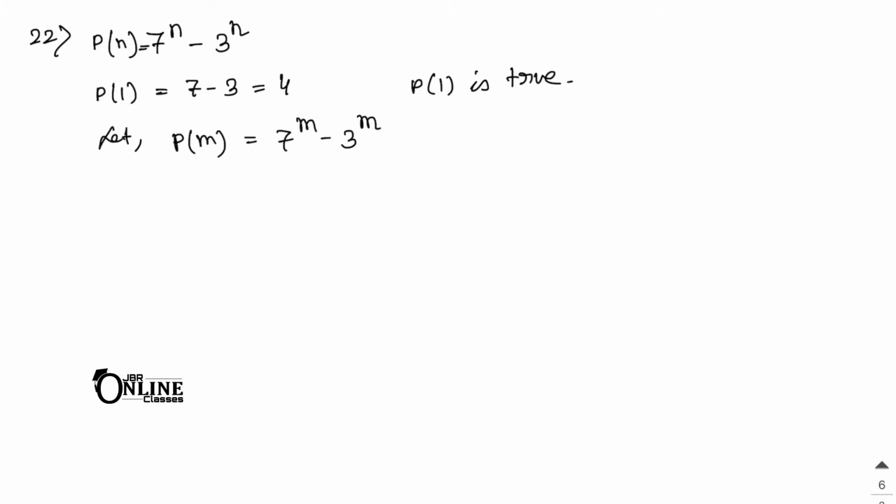Now let Pm be 7 to the power m minus 3 to the power m is divisible by 4. So you can write this as 4k. So from that, 7 to the power m equals 4k plus 3 to the power m. Put it as equation number 1.